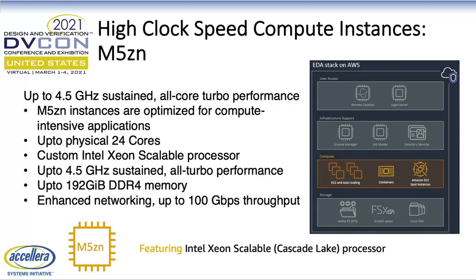Okay, and relevant to x86 instances, in late 2020, we announced the M5zn, which has the highest clock speed compute instances. These are running at up to 4.5 gigahertz of sustained all-core turbo performance. As I said, these are optimized for compute-intensive applications, and that's the reason why we are selecting them or highlighting them for our verification topic here. These come in different instance sizes as well. So at the largest size, you can have up to 24 cores and up to 192 gigabytes of memory. And they have enhanced networking up to 100 gigabits per second of throughput.